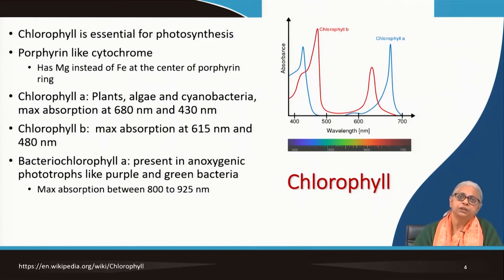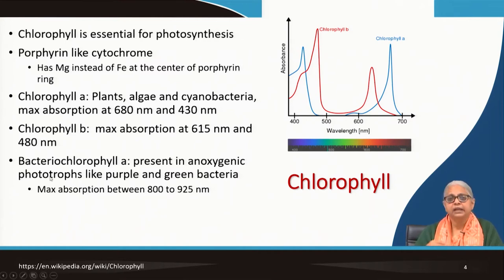We all know that chlorophylls are essential for photosynthesis. That much is known to all of you. But how do they function? If you remember again from cell chemistry as well as biology, I was talking about cytochromes. And cytochromes are porphyrins. So similarly, chlorophylls are also porphyrins. And instead of having iron at the center of the porphyrin ring, we have magnesium at the center. So that is the basic difference between a cytochrome and a chlorophyll molecule.